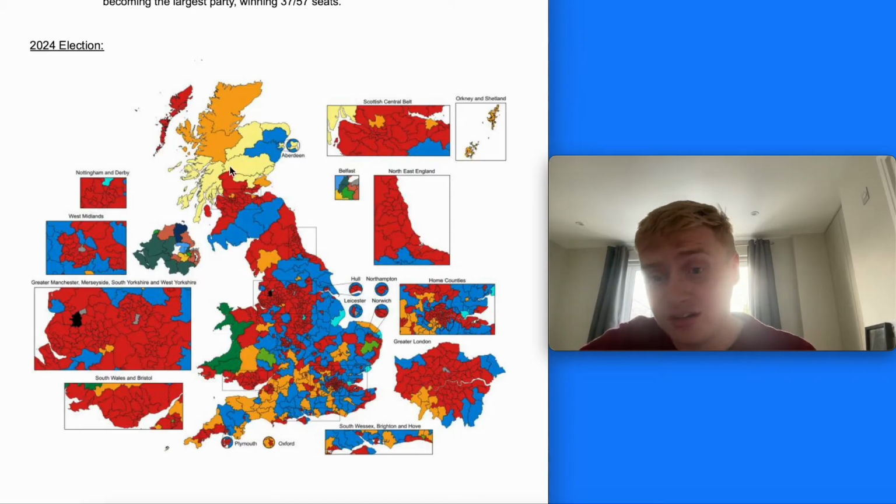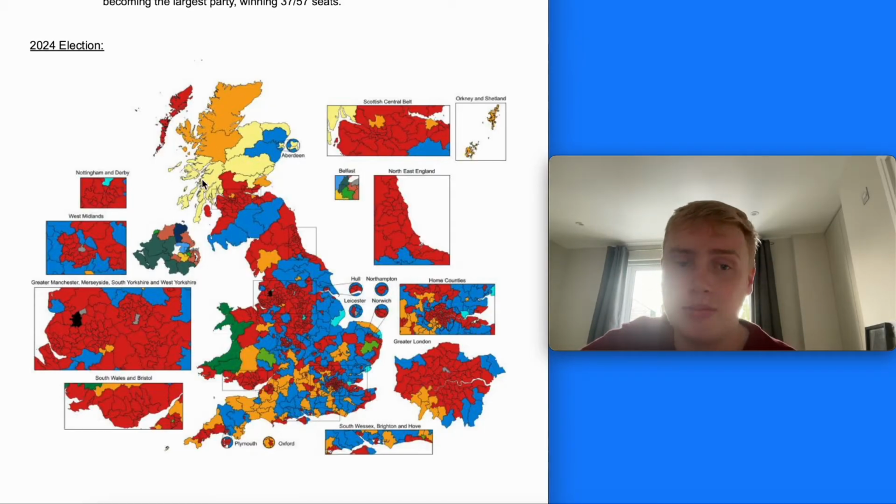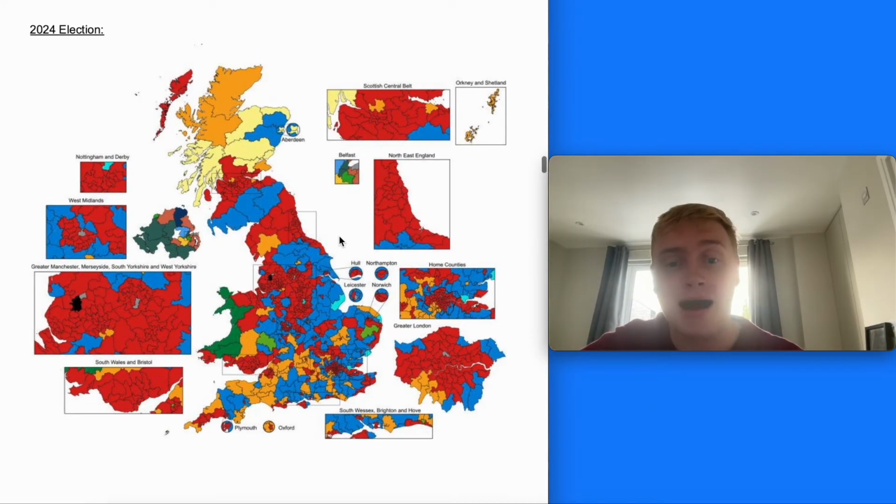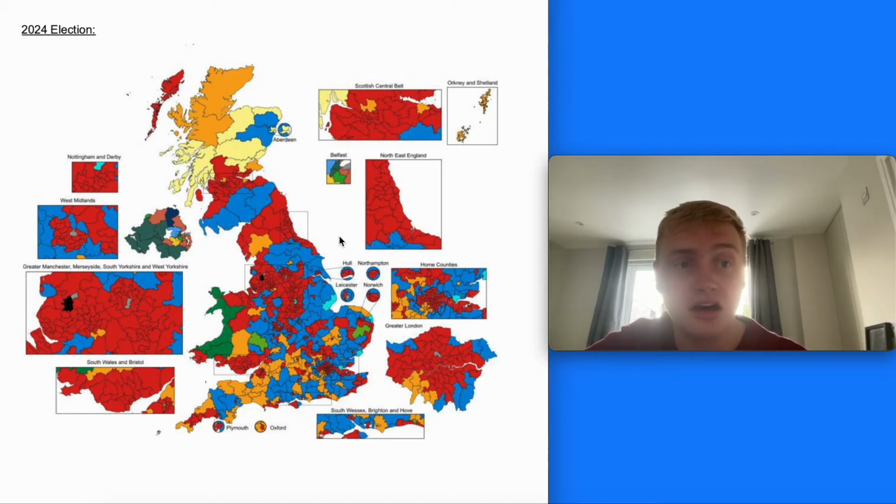You look at Scotland, and the SNP have been wiped out, not wiped out, down to 9 seats though, with Labour once more becoming dominant. So I can't really emphasise this enough. The electoral map just completely changed between the two elections.